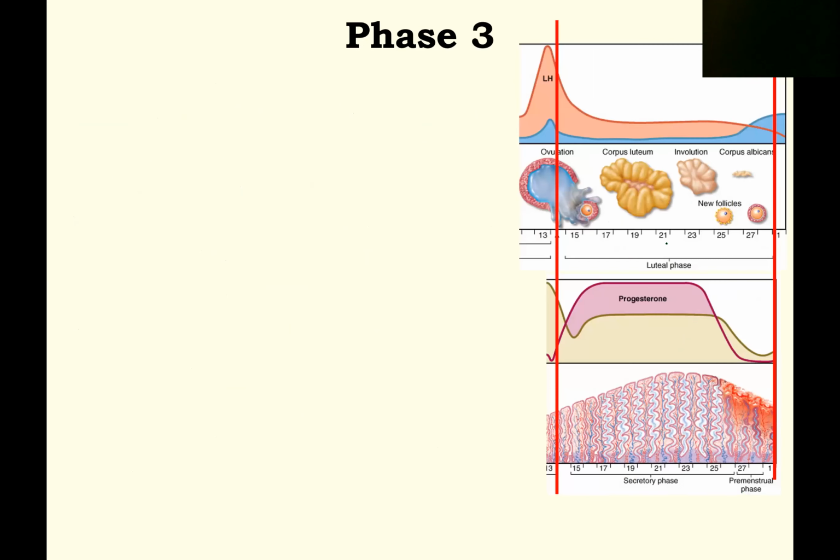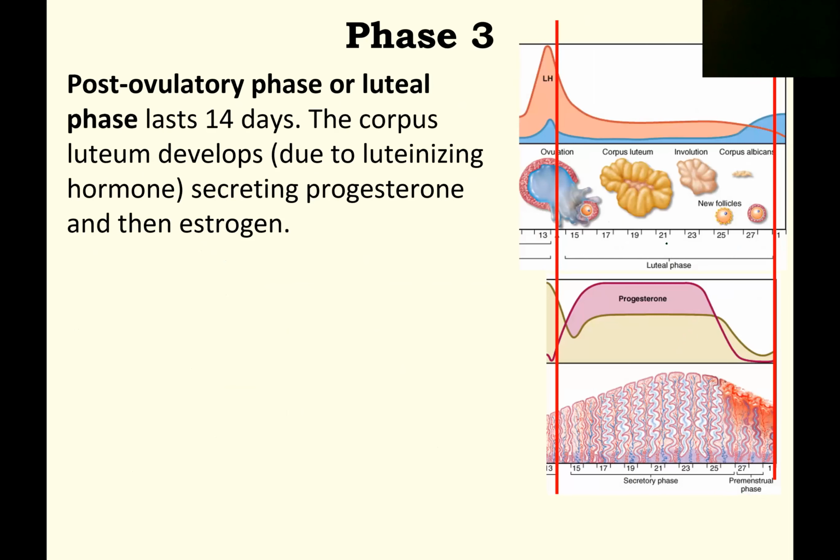The third phase is called the post-ovulatory phase or luteal phase. It lasts 14 days. 99.9% of the time, it's 14 days long. The corpus luteum develops because of the luteinizing hormone. It begins secreting progesterone, and then it secretes estrogen.